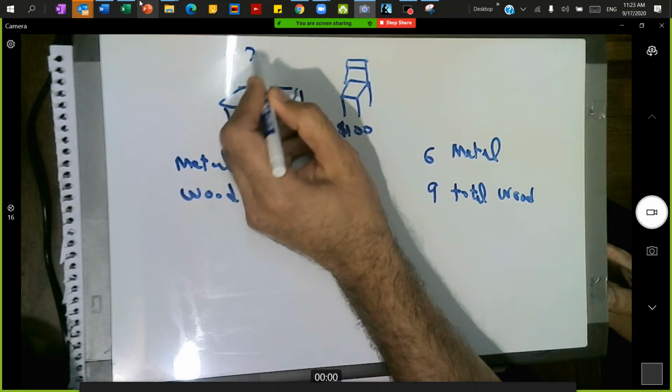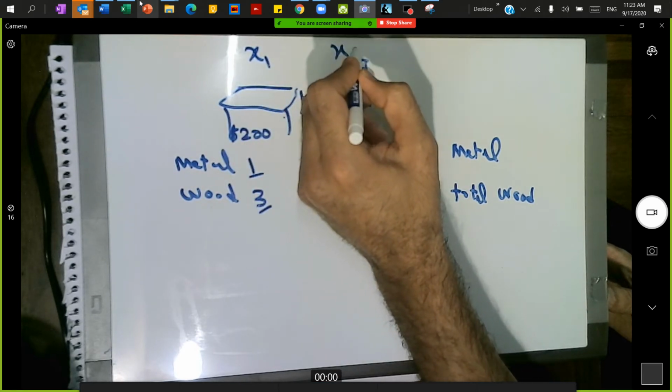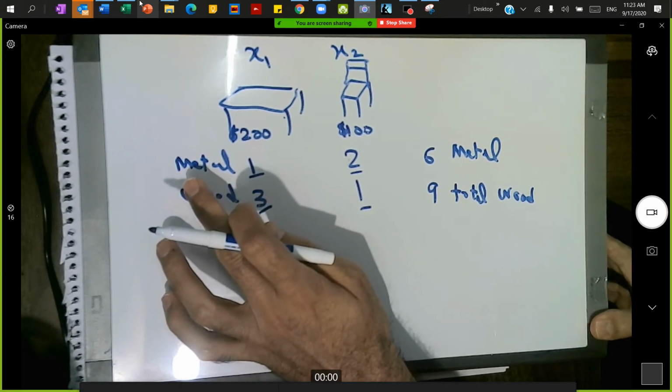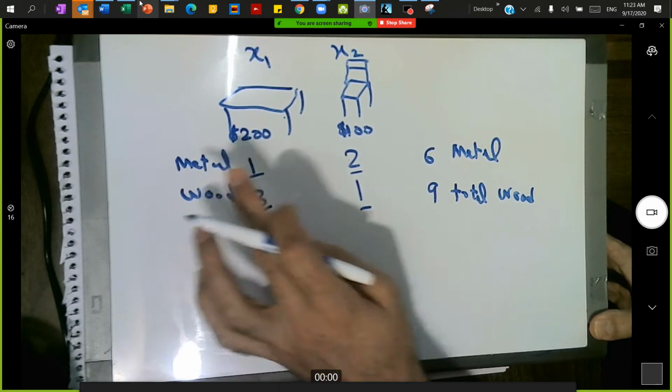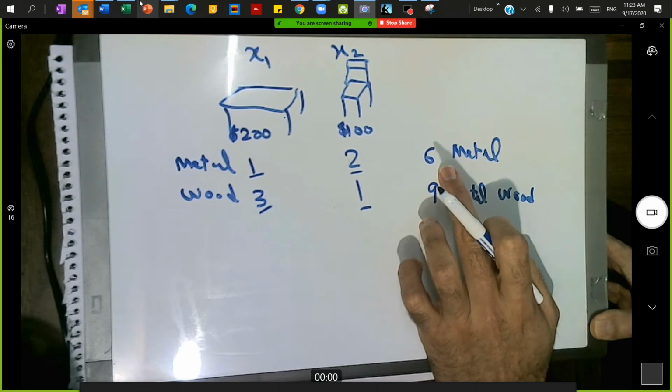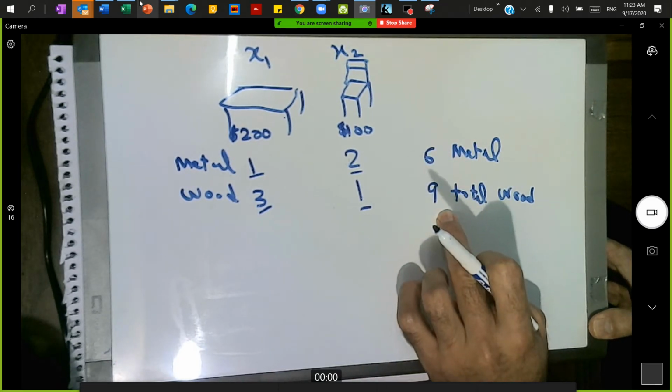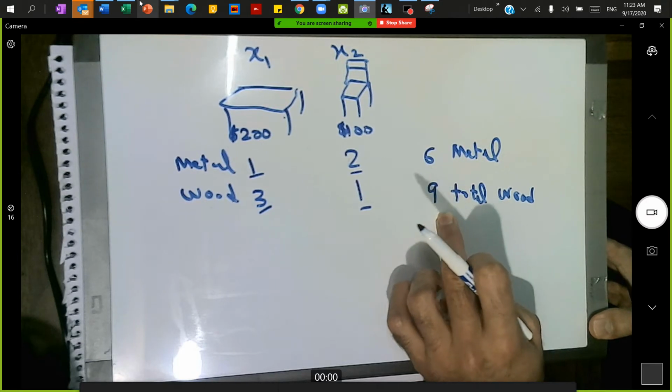I'm going to call this one X1. I'm going to call this one X2, because I want to find what combination of them would be best. Now for metal, I have a limitation. In my warehouse, I only have 6,000, or 6 units. And for wood, I have 9,000, or 9K units.